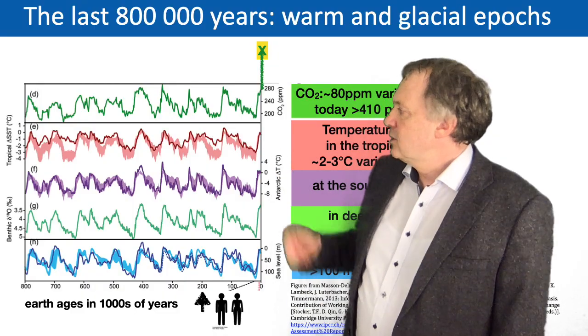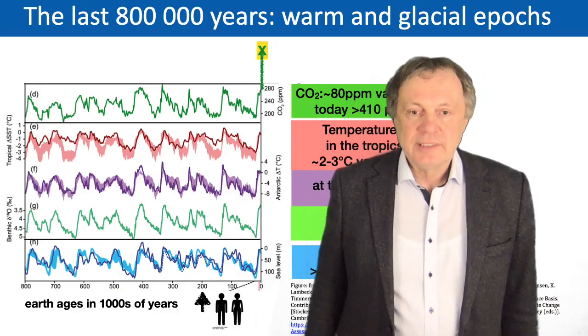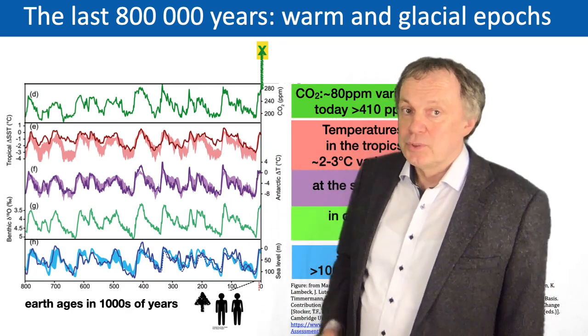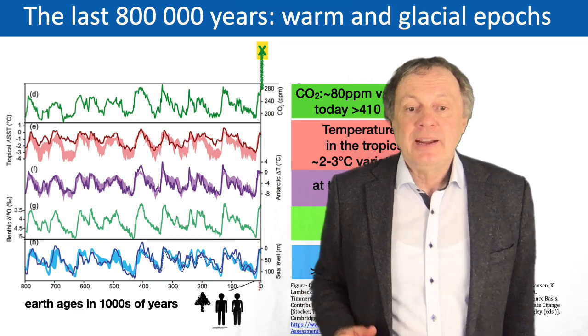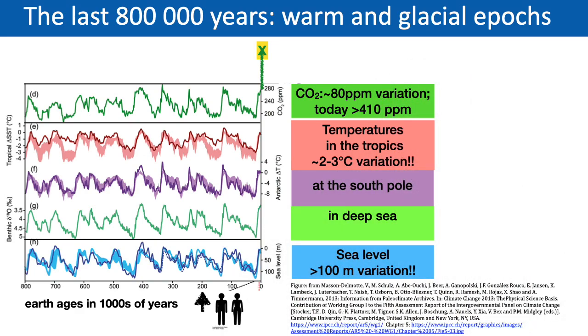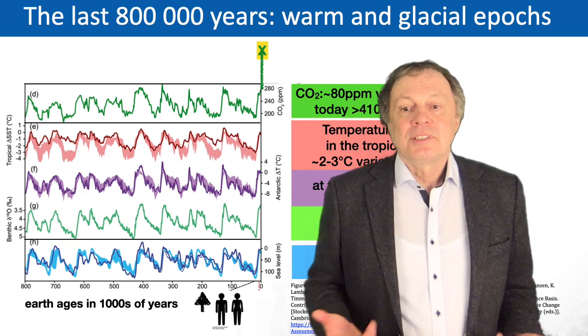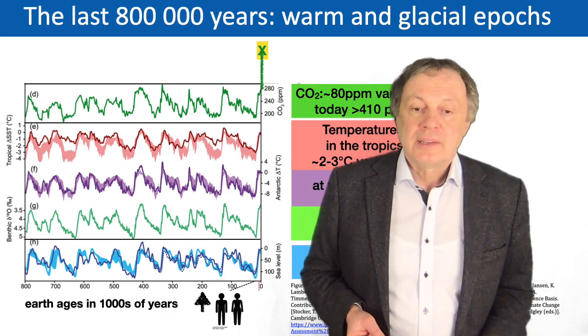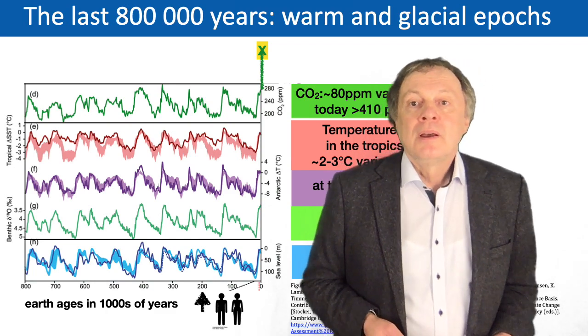So here on this plot you see the last 800,000 years in an expanded scale, and there are quite a few different curves here which I want to explain in a bit more detail now. First of all, have a look at the red curve. The red curve gives you the temperature in the tropics. This is the tropical sea surface temperature. Basically, it has a variation of about 2 to 3 degrees Celsius.